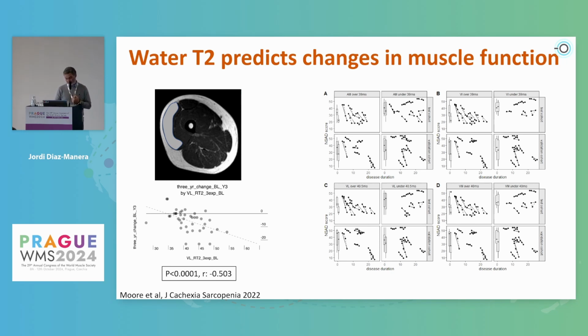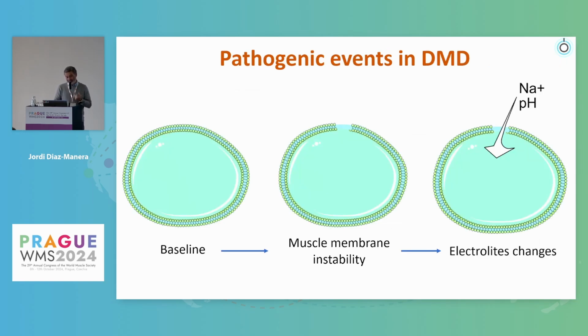So water T2 is showing some promising results, even though I accept that this needs to be confirmed in many more diseases with many more patients. But there are other things that happen earlier, and we know that when there is a hole in the membrane, there are changes in sodium, in potassium, changes in the pH of the muscle fibers, and this is more research, but it's also hopefully arriving to the clinics, because we can try to use these sequences to detect changes.